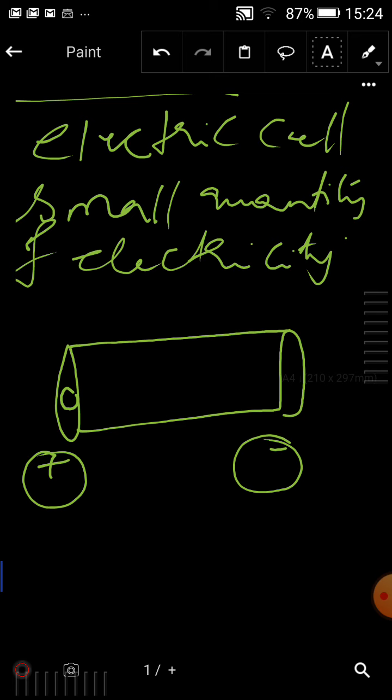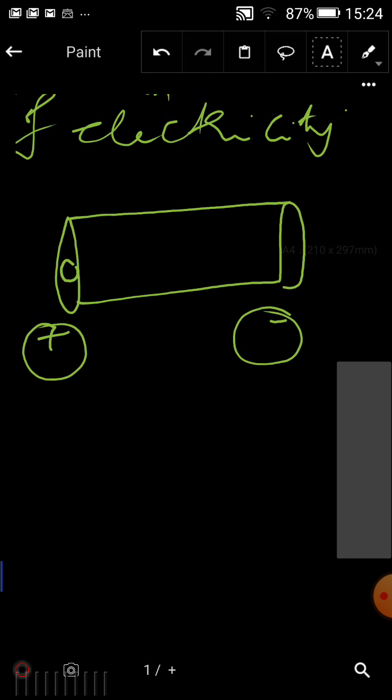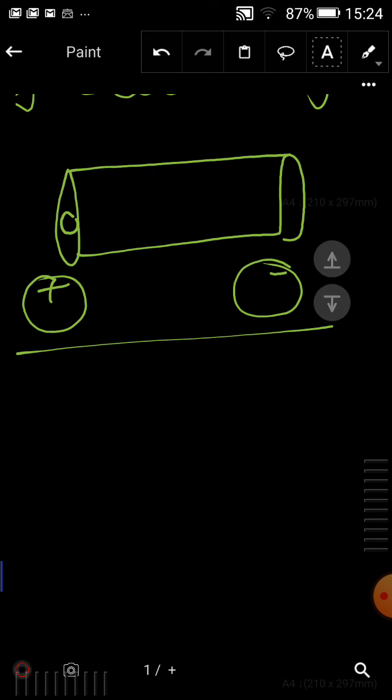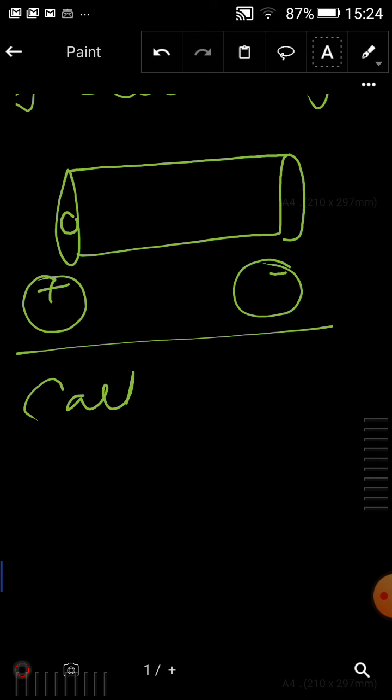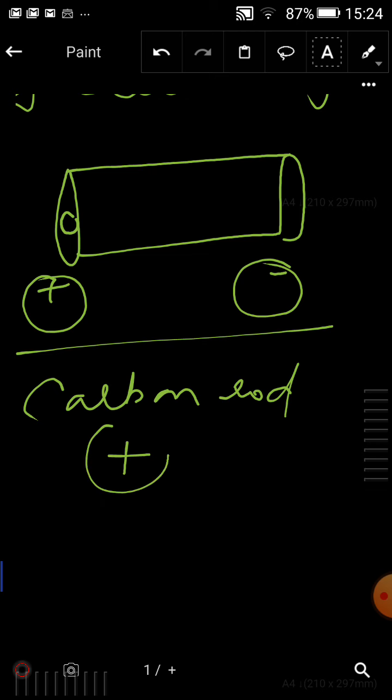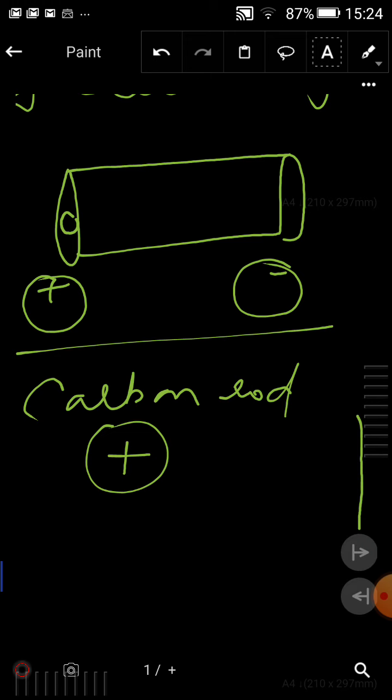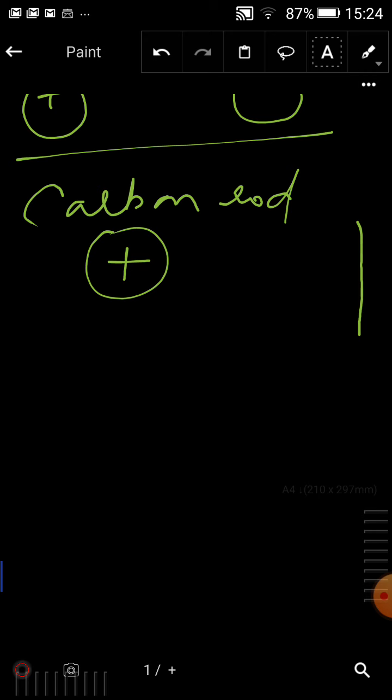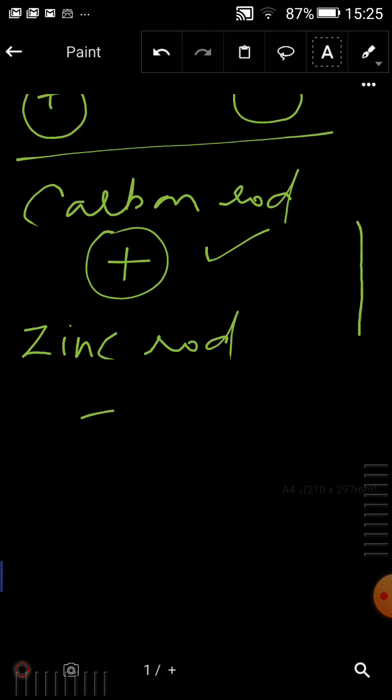In a dry cell used in our home, the central carbon rod is the positive terminal and the zinc container is the negative terminal. The dry cells we use at home have a central carbon rod, which acts as a positive terminal, and there is also a zinc rod, which is the negative terminal.